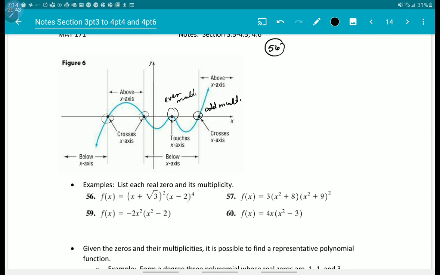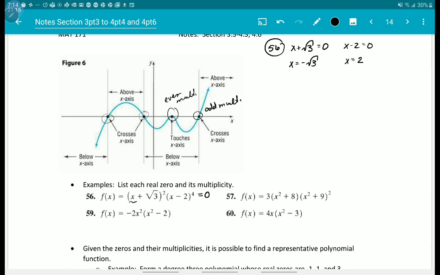So this is nice and factored. So we have this x plus square root of 3 factor happening twice, and this x minus 2 factor happening 4 times. So if we were to find the x-intercepts, we would take this and set it equal to 0, which means we would set each of those factors equal to 0. So x plus square root of 3 would be equal to 0. x minus 2 is equal to 0. So one root would be negative square root of 3. This root would be 2.